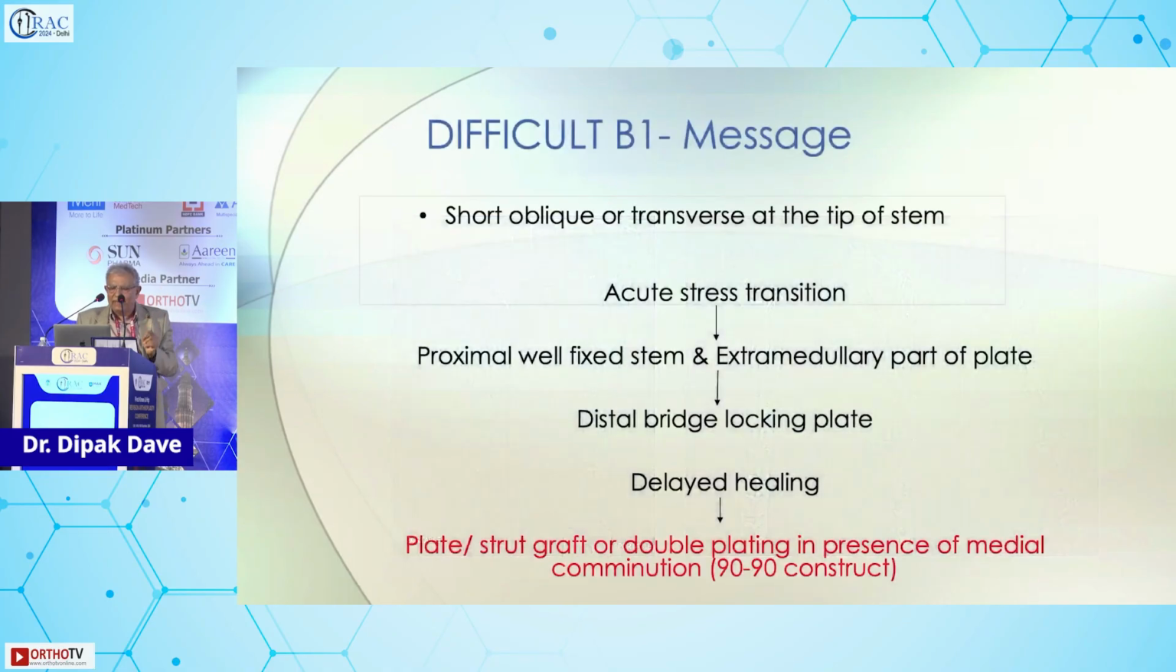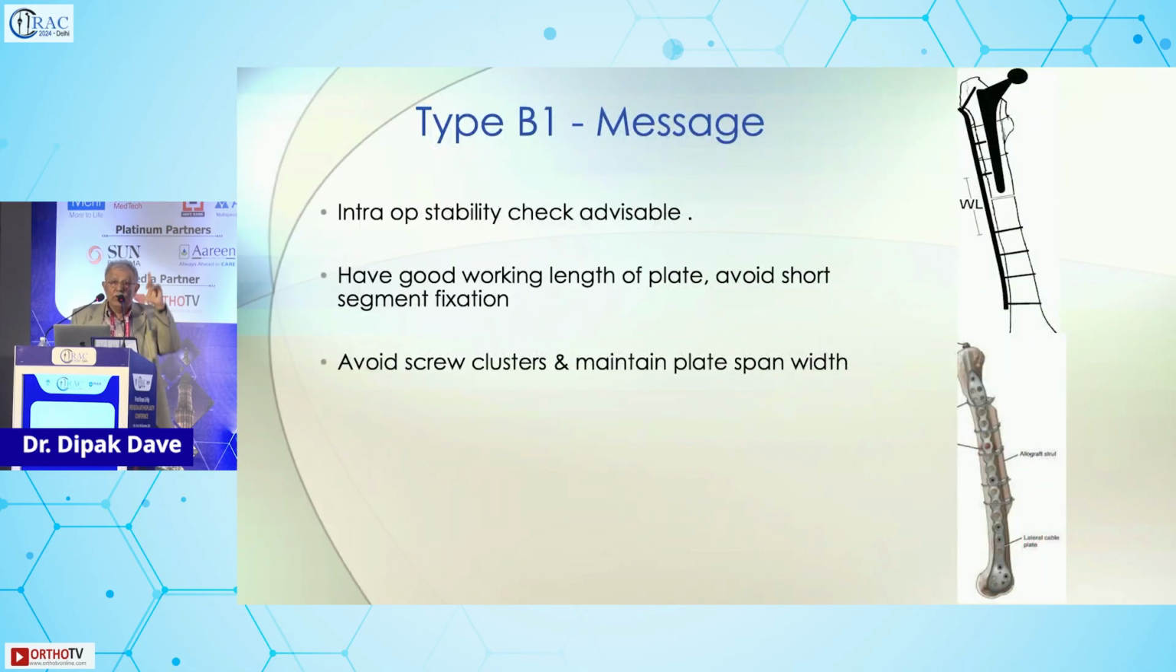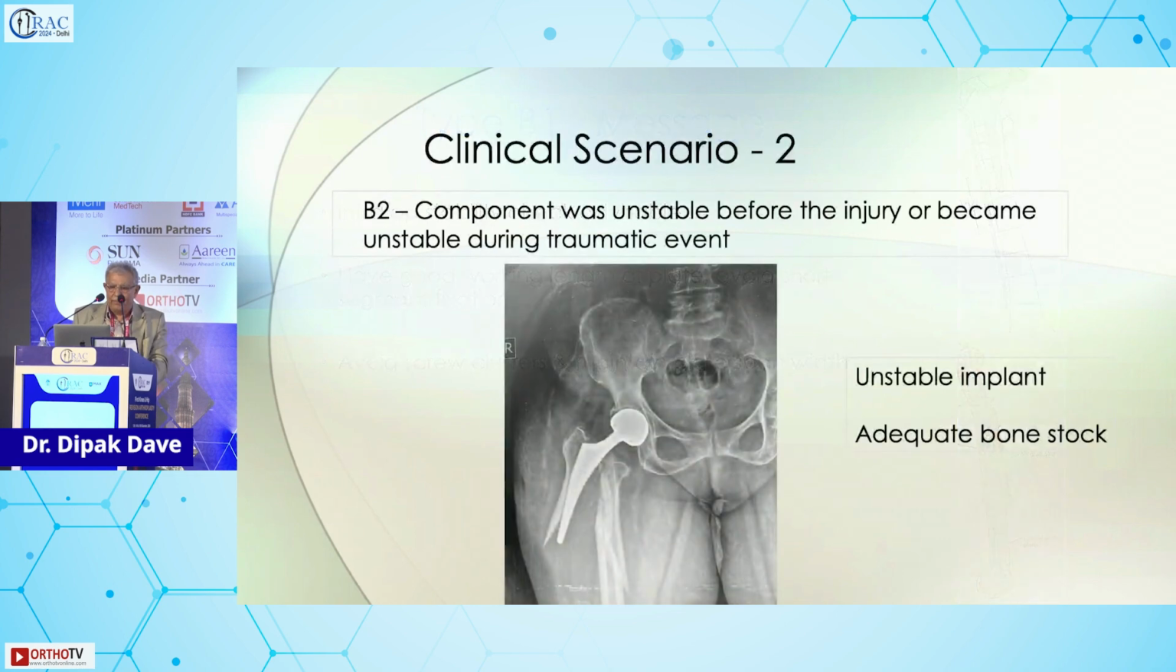So the message is that in this sort of cases, you must put a bone graft when there is a medial comminution or put a second plate. And your long span of the femur plate, no screw clusters, and maintain the plate span width. These are the principles of the trauma. Another scenario. Now, the stable implant, no, it is not stable, but the good bone stock is there. Here we have to revise this.